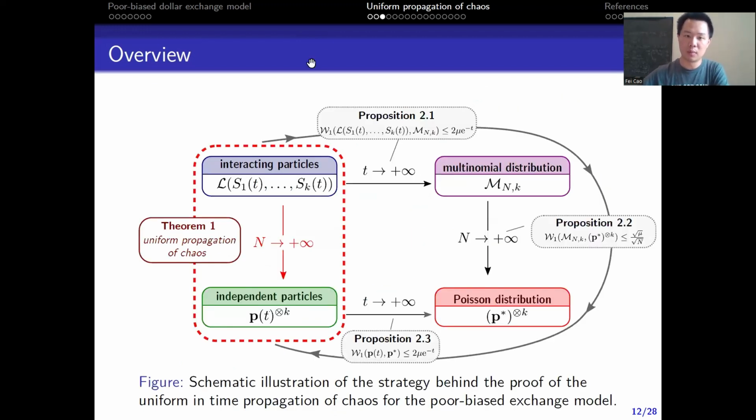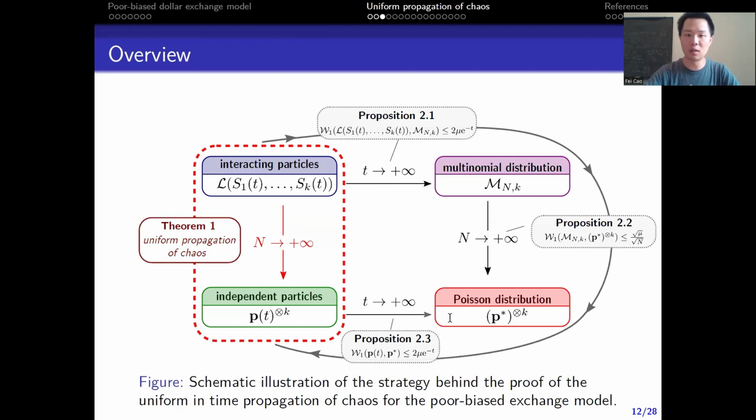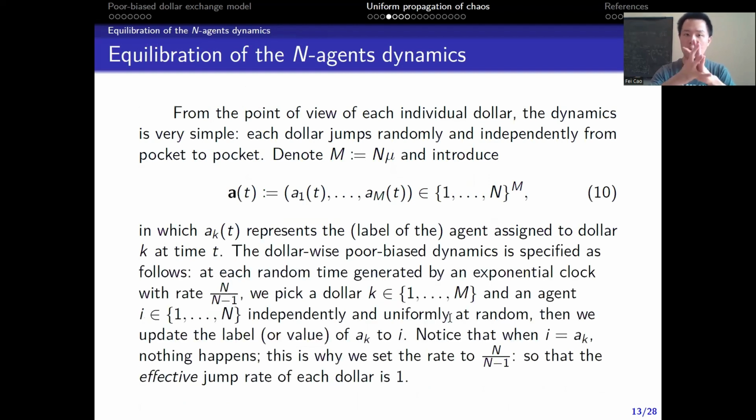So we first prove the uniform propagation of chaos. We do three propositions, each one corresponding to the control of each of the terms here. This strategy is summarized in this figure. Let's first start with the equilibration of the n-agent dynamics.